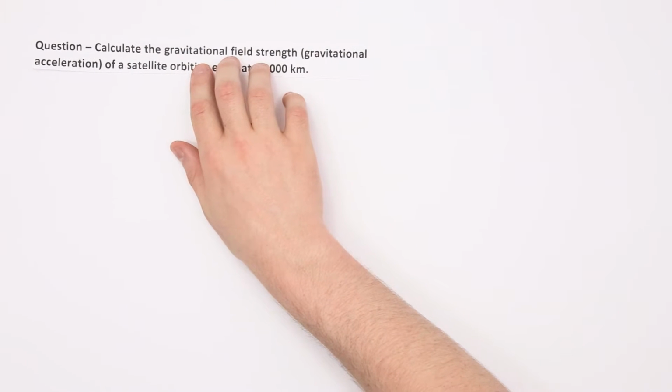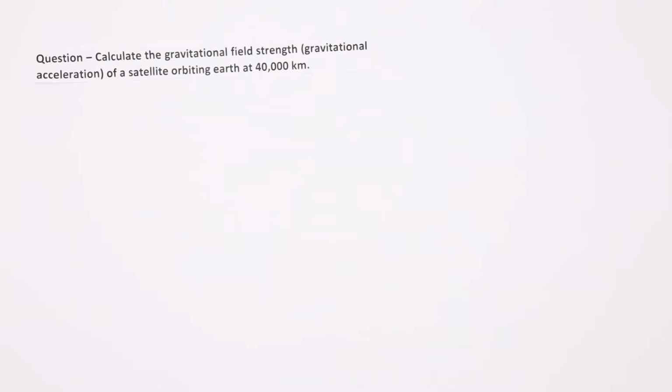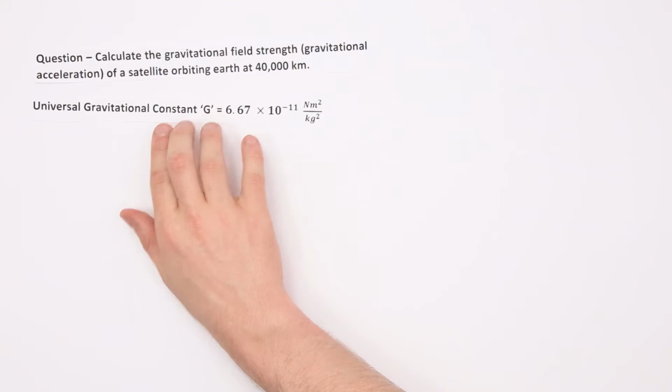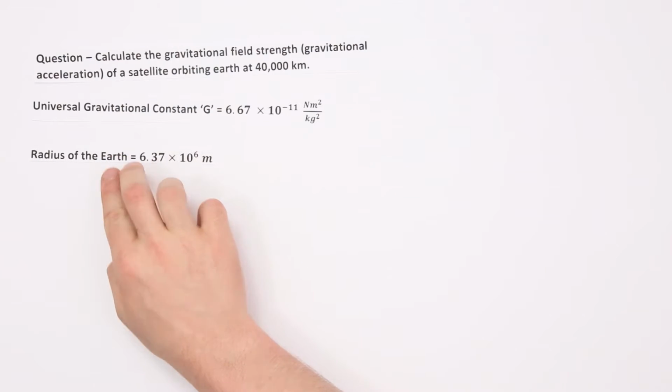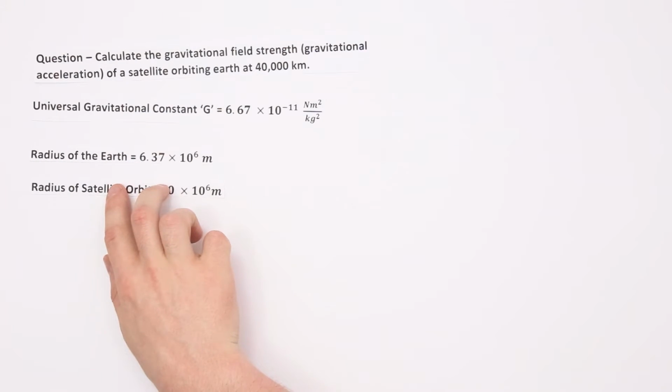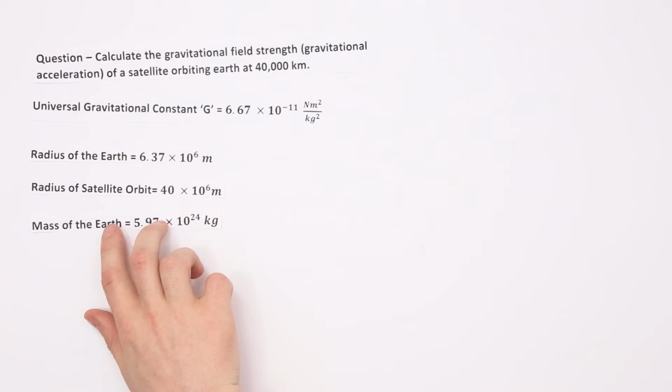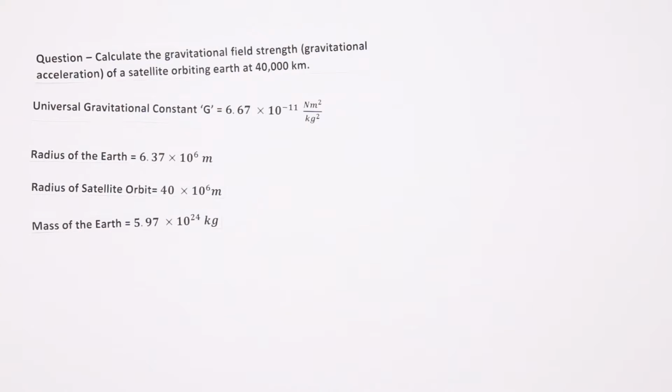Now we're going to calculate the gravitational field strength or gravitational acceleration of a satellite orbiting the Earth at 40,000 kilometers. Once again, we have the universal gravitational constant G, the radius of the Earth, the radius of the satellite in orbit, and the mass of the Earth. So once again, go ahead and pause your video and give this question a go.